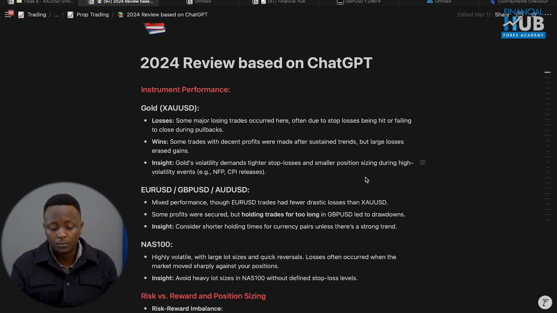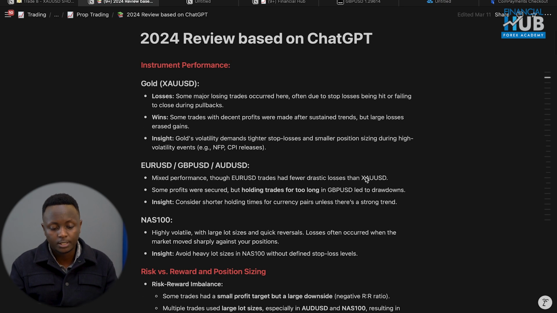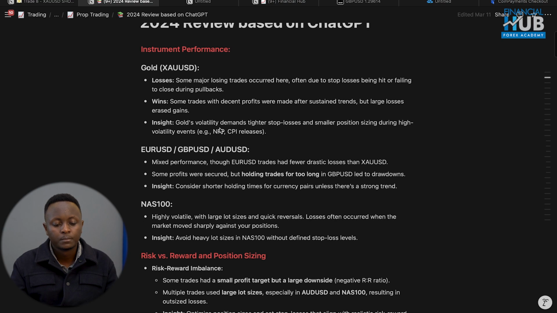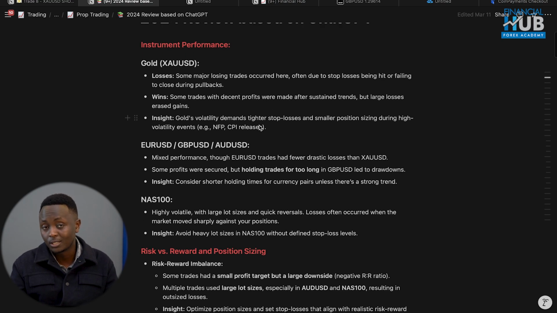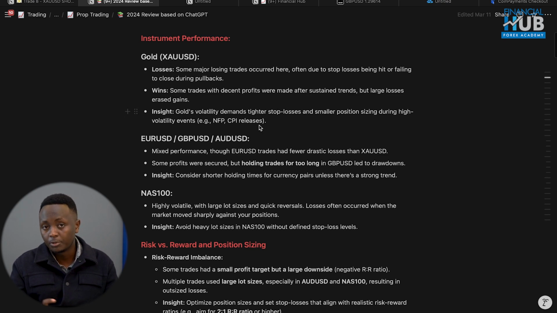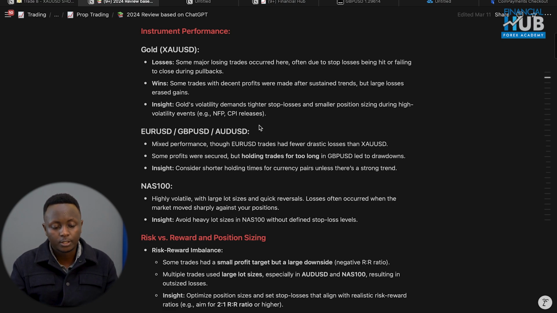So it tells me first of all instrument performance, the pairs that I trade. It tells me some major losses occurred, for example, in gold. Some gains also occurred there, but couldn't be sustained due to the losses on gold. Insights: gold's volatility demands tighter stop losses and smaller sizing. So you can see that I used higher sizing even during highly volatile periods, and that really affected me. So I should somehow try to lower my size, okay?